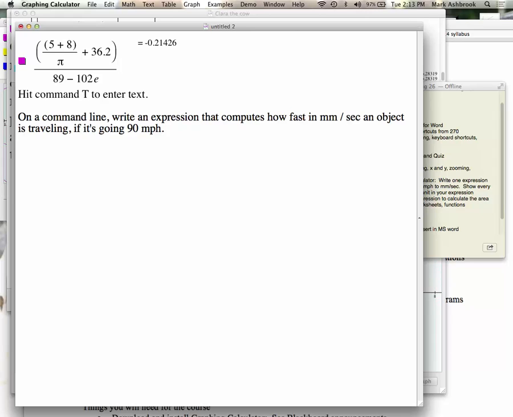Go for it. How do you get out of the text? Just a new command line, the way you would do a new command line. Same keystroke. Control Enter. There you go. No mental math, no scratch work, just one expression that shows everything, and then gives the answer.